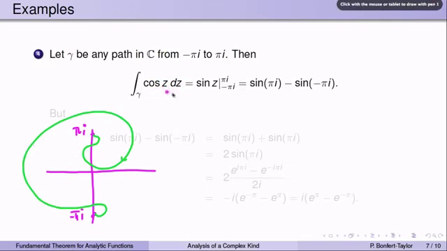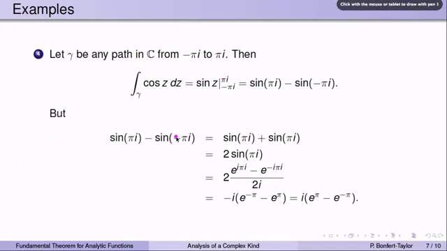Well, cosine z has a primitive in C, namely sine z. And so all we have to do is take that primitive and evaluate it at the end point pi i, and subtract from that its value at the initial point minus pi i. So we need to evaluate sine of pi i and subtract from that sine of minus pi i. Let's do that. Well, sine of pi i minus sine of minus pi i, we notice that the sine function is an odd function, even the complex version of it. So this negative sign can be pulled outside of the sine function. Together with this negative sign, we get a plus. So all we have to find is 2 times sine of pi i.